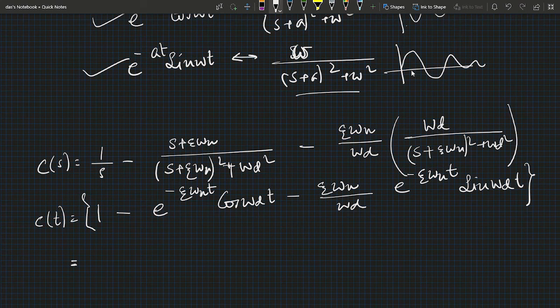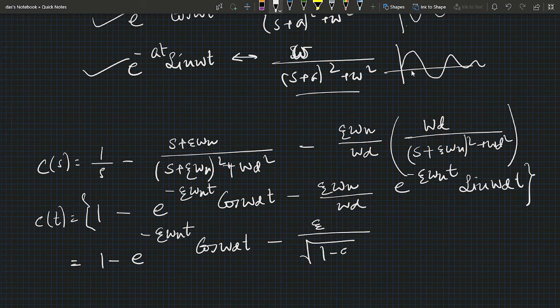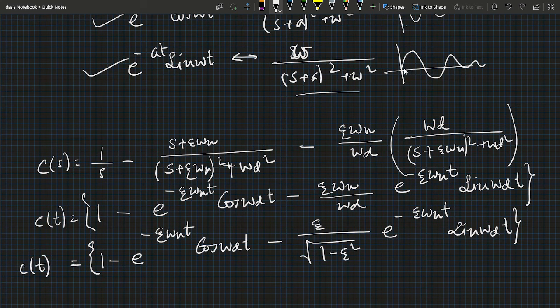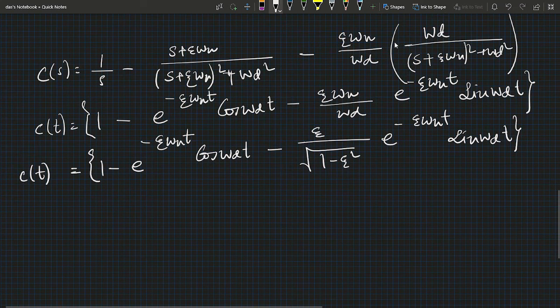So now one thing, 1 minus e to the power minus zeta omega n t cos omega d t. Now if we put here omega d equal to omega n root over 1 minus zeta square, then this is zeta over root over 1 minus zeta square, e to the power minus zeta omega n t, into sine omega d t. So now this is our output response in the time domain for a second order system.